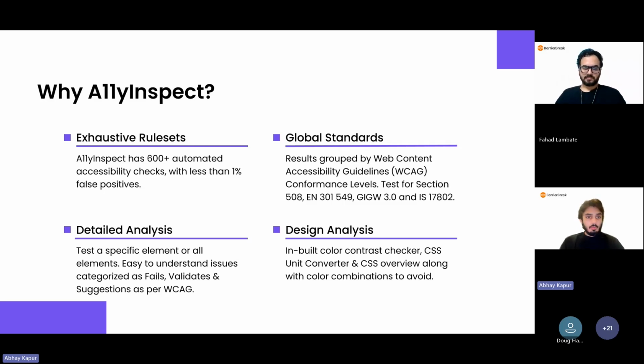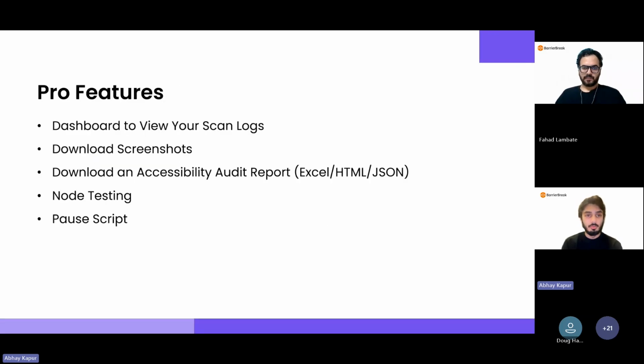Now, coming to some of the main pro features that we will be highlighting within this workshop. So the first one is that you have a dashboard to view your scan logs, right? With the Pro subscription, you can also download screenshots of your issues and an accessibility audit report in various formats such as Excel, HTML, as well as JSON. We have a very cool feature that will be highlighted, which is called node testing, that allows you to test a specific element on a web page. And lastly, we also have a feature called pause script that Fahad will be showing you all.